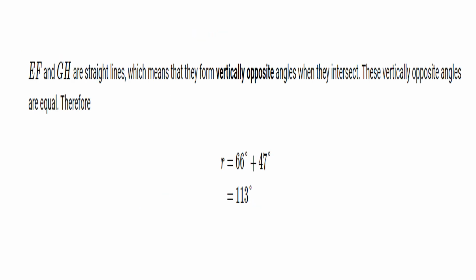So now if we are asked to determine the size of R and give a reason for that, this is what is going to happen. Before we can calculate that, let me remind you that EF and GH are straight lines, which means that they form vertically opposite angles when they intersect, and these vertically opposite angles are equal. So therefore, R will be equal to 66 plus 47, which will be 113 degrees.